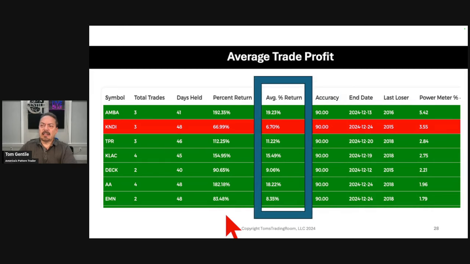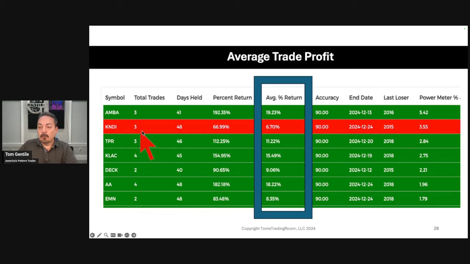The other thing I like to look at is average trade profit, because here I'm able to see, if something's 90 or 100%, if it's only going to give me a 1% profit, I'm happy to look elsewhere. So I can see here, I've got a 19% average profit in this stock. I got a 15% average profit in KLAC. Look at Alcoa Aluminum, 18.22%. These are averages per year, winners and losers combined.